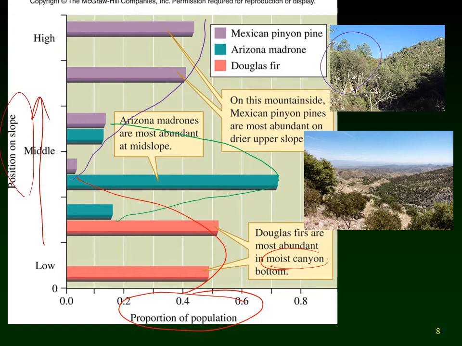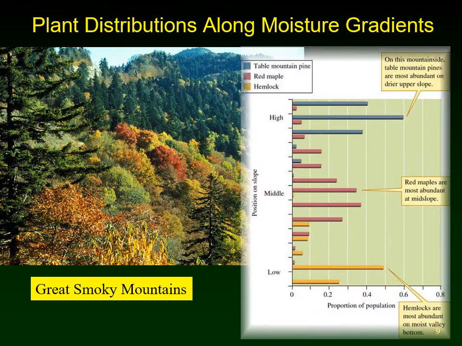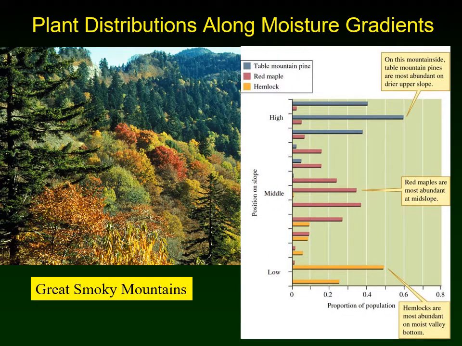He didn't just do this in the desert, he decided he would do this in different places. Whitaker did this in several places. He also did this in the Great Smoky Mountains in eastern North America, where you have a moisture gradient from a moist valley bottom to a dry south-facing slope, southwest-facing slope again.